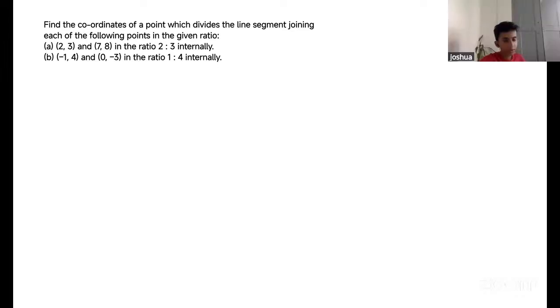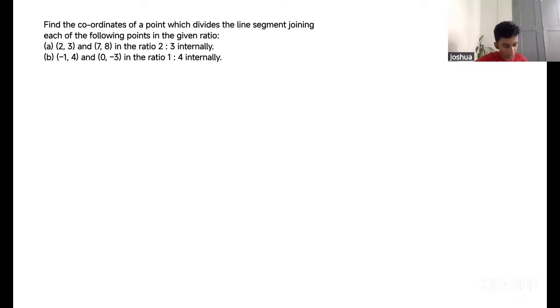So the formula is m1 y2 plus m2 y1 upon m1 plus m2. So what numbers did you multiply? I wrote x1 instead of y1. Yeah, y1. For finding the value of y, we take y.